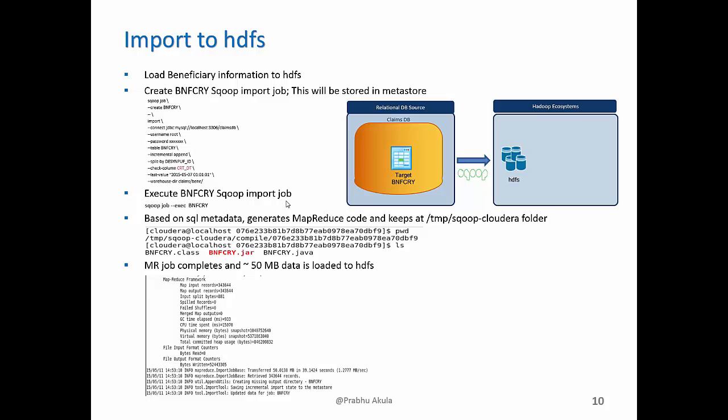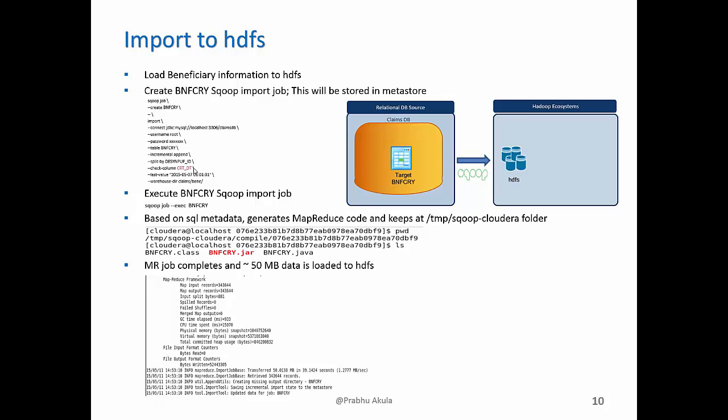The next step is to import the data into HDFS. The first step is that I created a beneficiary Sqoop import job. As you can see here, I created a Sqoop job, which, as we discussed earlier, is going to reside in the metastore so that Sqoop clients can access it and take advantage of the last value, which is the last imported value, coming from this create date itself.